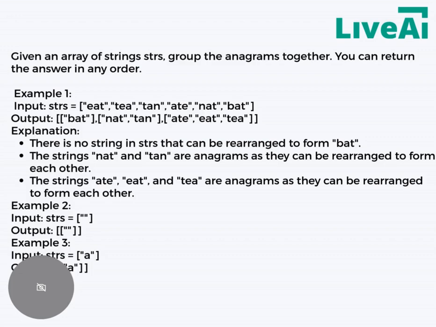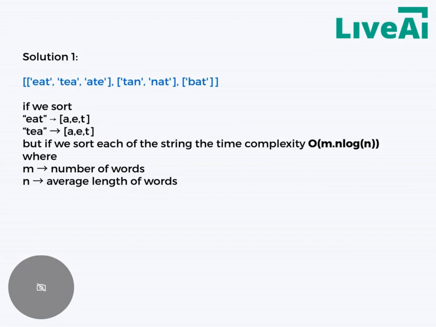So we have two ways to solve this problem. I'll go over the solutions, but I'll only provide code for solution 2. But let's look at solution 1. This is what we have to return, a list of lists: eat, tea, ate, tan, nat, bat, etc. So if we sort, eat becomes aet, tea becomes aet.